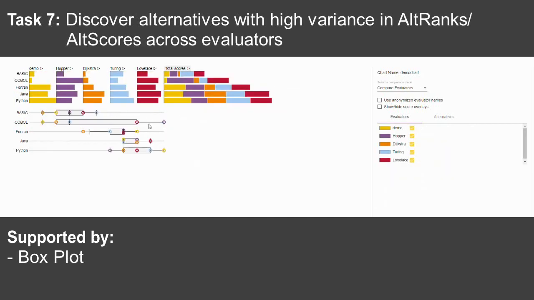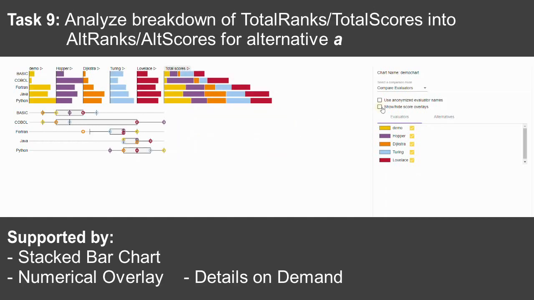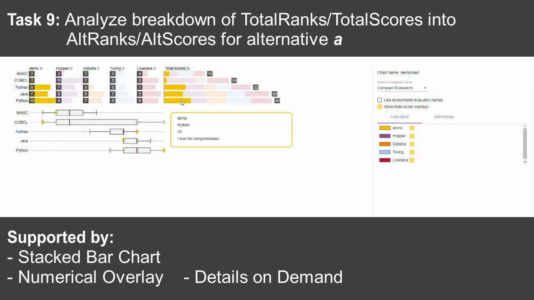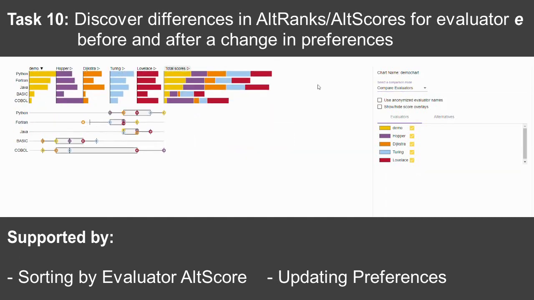The wider box plots indicate alternatives with high variance, implying disagreement among evaluators. The box plots also help identify outliers for a given alternative. The bar segments in the stacked bar chart indicate the contribution of a given evaluator's score to the corresponding total. Changes in ranking can be observed by sorting by the criterion of interest before making changes to an evaluator's preferences.